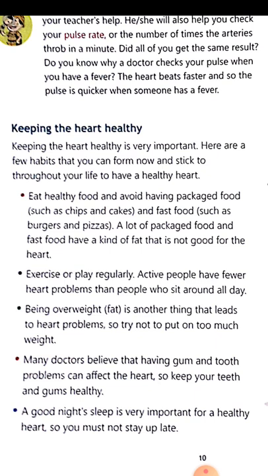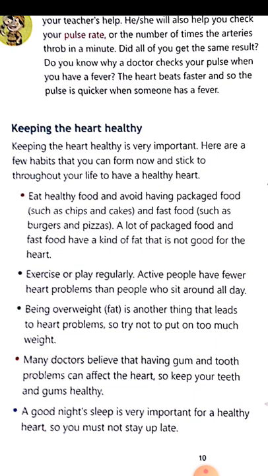Next, many doctors believe that having gum and tooth problems can affect the heart. So keep your teeth and gums healthy. Patients who suffer from heart problems should always get checked by the doctor, weekly or monthly, with the help of the doctors.